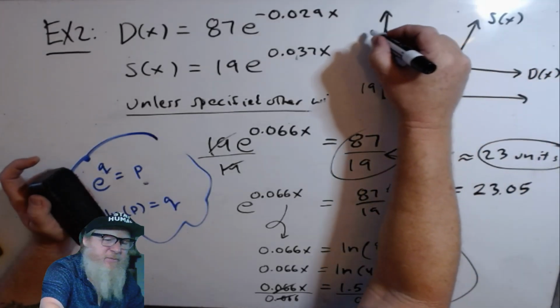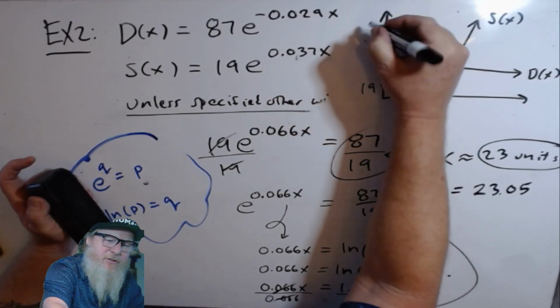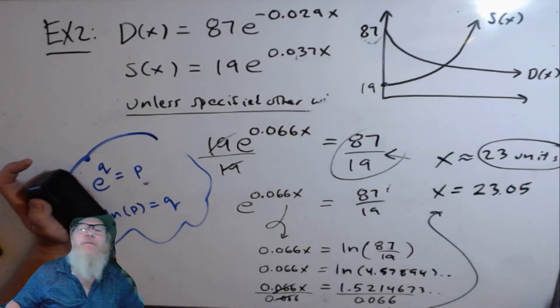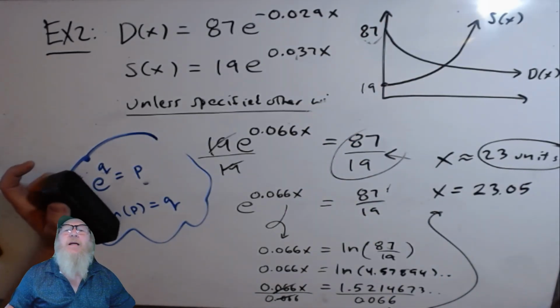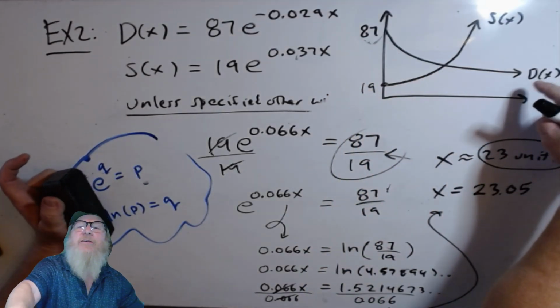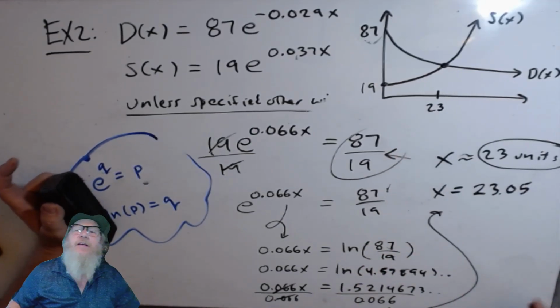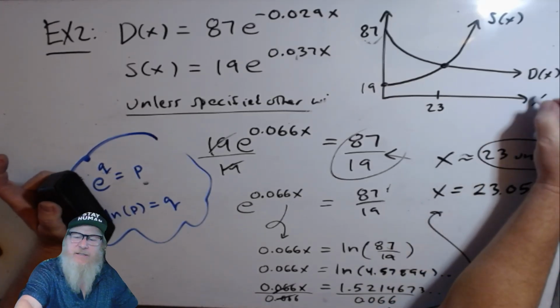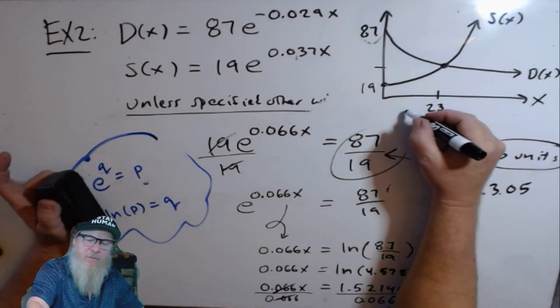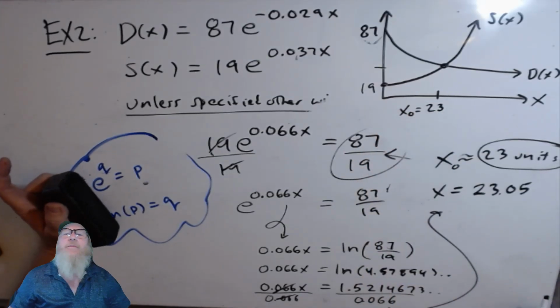And you just have to trust me with this. I'm not going to spend a lot of time plotting points and such. You have online calculators that'll show you that I'm right. I've done a lot of these. So the demand is an exponential decreasing function. And then this point right here is 23 units. Be careful, it's the x-axis, not the y. So that's our x0, I guess, our equilibrium quantity.